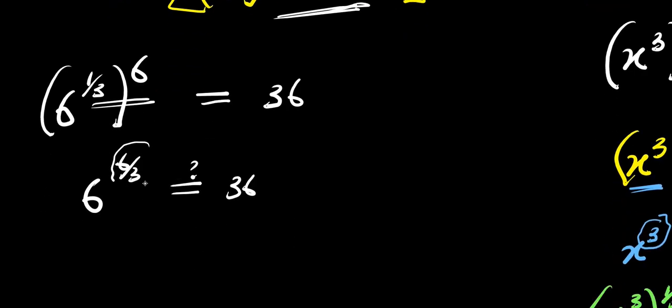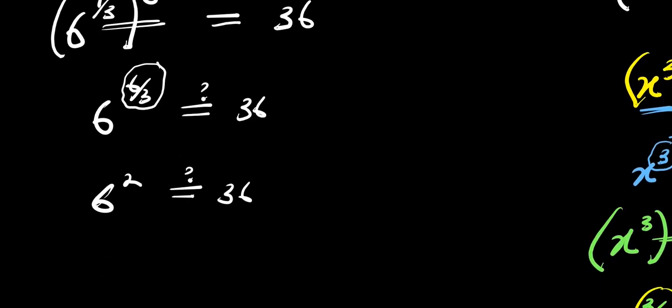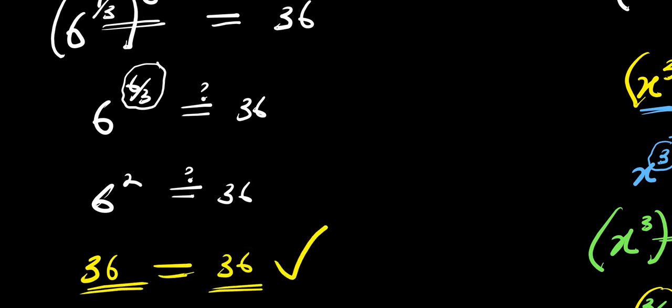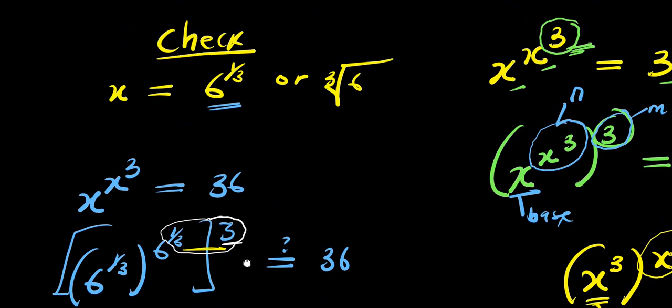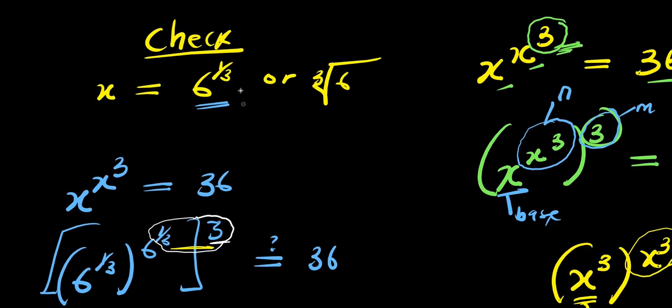6 divided by 3 is 2. So what we are going to have is 6 to the power of 2 equals 36. 6 to the power of 2 is 6 times 6. And we have 6 times 6, that is 36, equals 36. So what this simply means is that that value of x has satisfied the equation, which is this 6 to the power of 1 over 3.